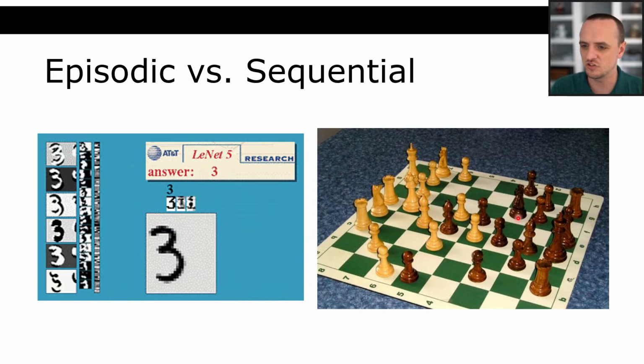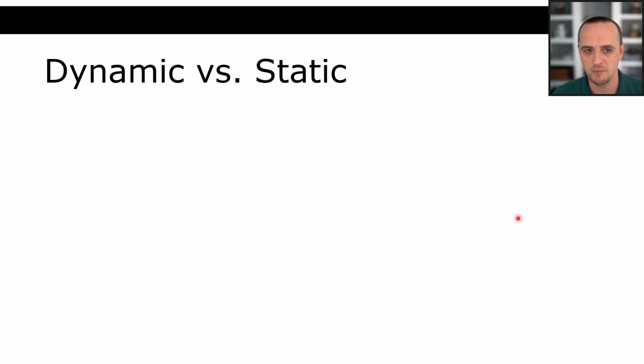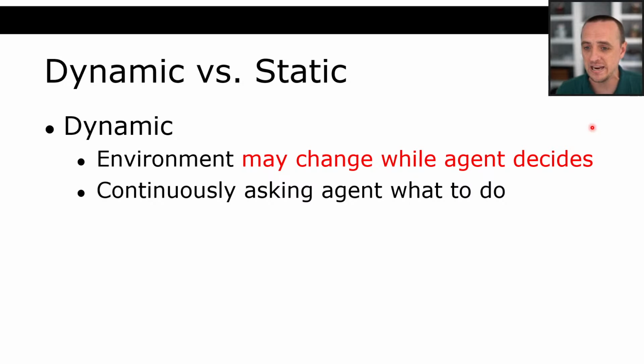Dynamic versus static is another property. In a dynamic setting, the environment may change while the agent is deciding. So this is kind of like the real world, right? The environment is constantly just asking the agent, what are you going to do? What are you going to do?